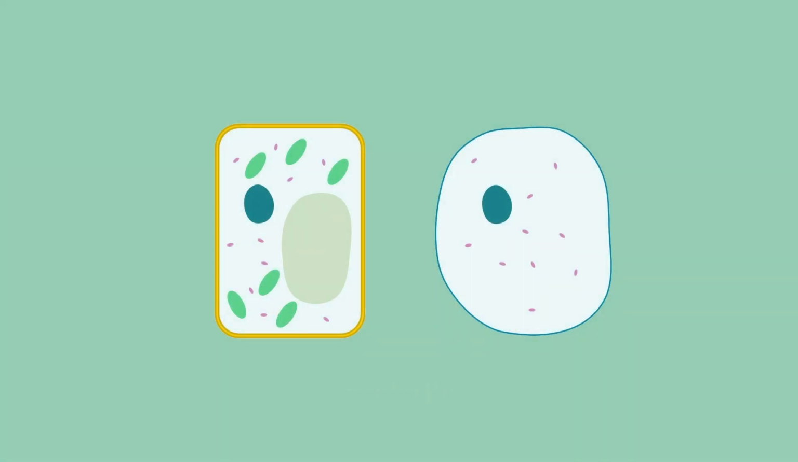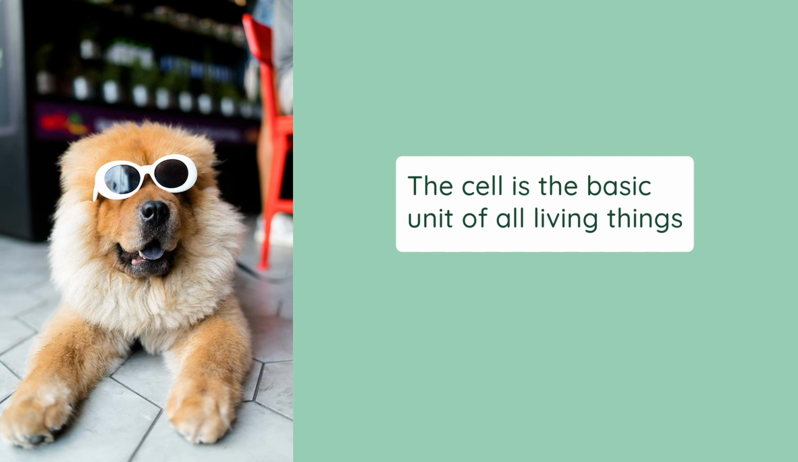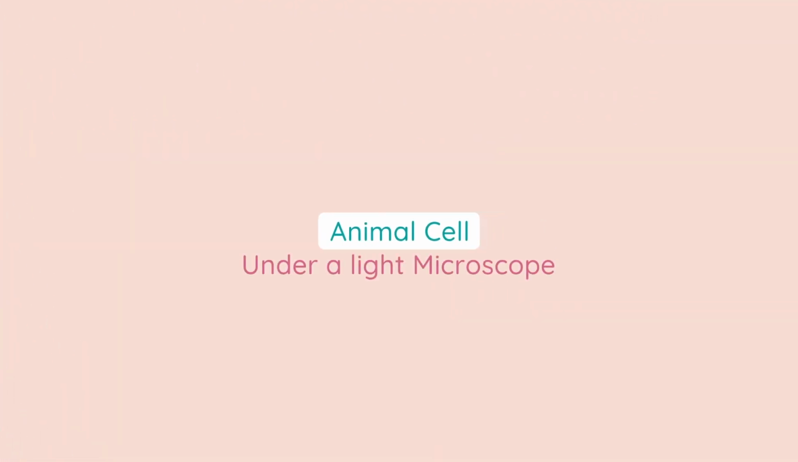Let's revise the structure of the cell and the location of the organelles. So, as you already know, the cell is the basic unit of all living things. Living organisms can be divided into cells, tissues, organs, organ systems, and finally the organism. Now, luckily for us, the structure of the cell is quite similar across all living organisms, making it easier for us to learn for the exam.